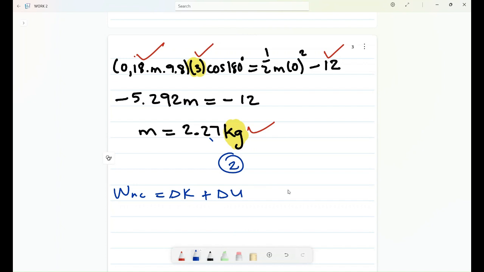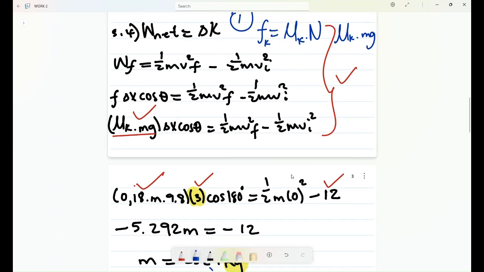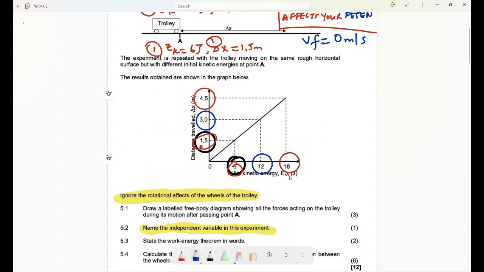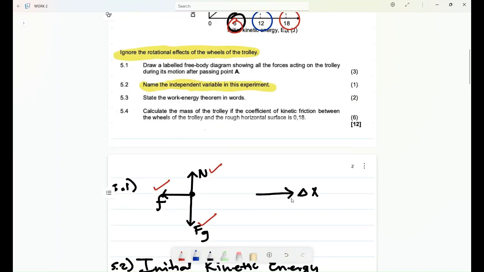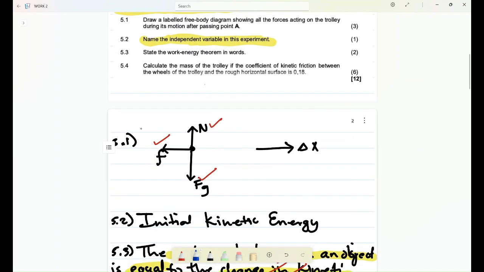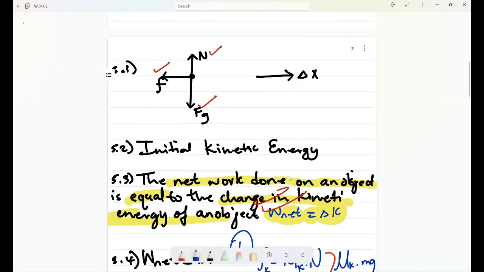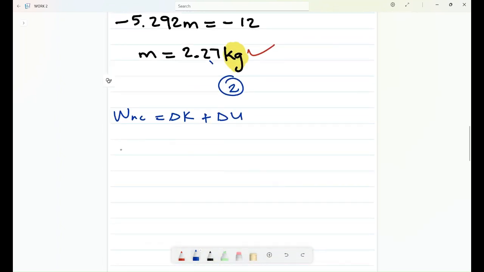Now, why am I saying that? Remember, for work done by non-conservative force, we take applied force, friction, tension. But in this case we had only frictional force from our free body diagram. We only had frictional force. So under work done by non-conservative force, we say it is work done by frictional force, which is equal to change in K: half mv squared final minus half mv squared initial.